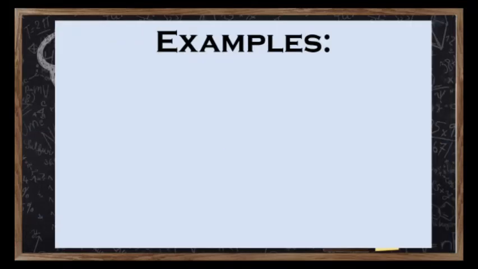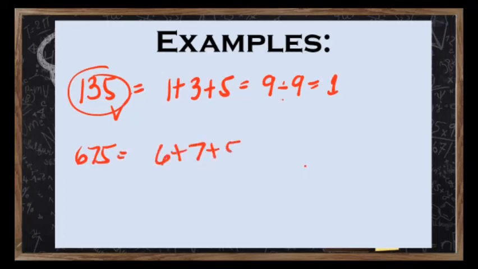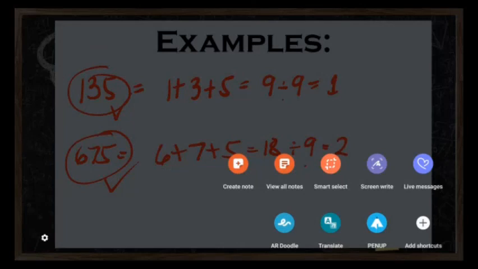Okay, another example. We have 135. When we add the digits, 1 plus 3 plus 5 is equal to 9. 9 is divisible by 9. Therefore, 135 is also divisible by 9. Another example, we have 675. 6 plus 7 plus 5. 6 plus 7 is equal to 13, plus 5, so we have 18. 18 is also divisible by 9. Therefore, 675 is also divisible by 9.